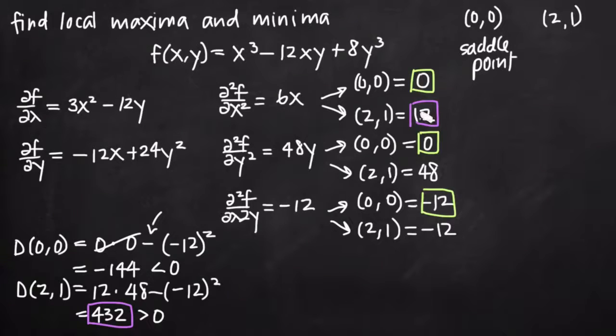Now, if this value is greater than 0, then the critical point represents a local minimum. If this value is less than 0, then the critical point represents a local maximum. Because this value is greater than 0, we know that 2, 1 is a local minimum, and we can draw that conclusion. If this had been negative 12 or some negative number, then we would say that 2, 1 was a local maximum instead. So now that we've drawn conclusions about both of our critical points, and we can say that 0, 0 is a saddle point and 2, 1 is a local minimum, we've got our final answer. That's how you use the second derivative test to find local maxima and local minima of a multivariable function.